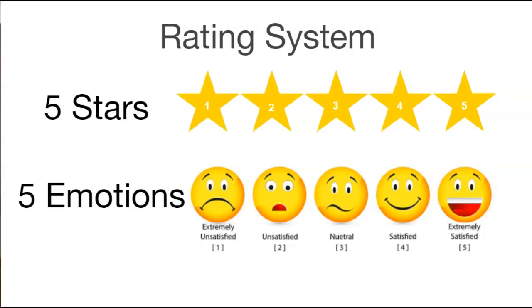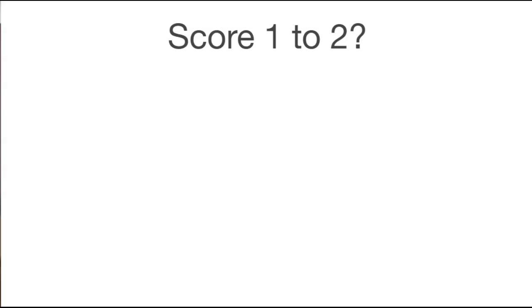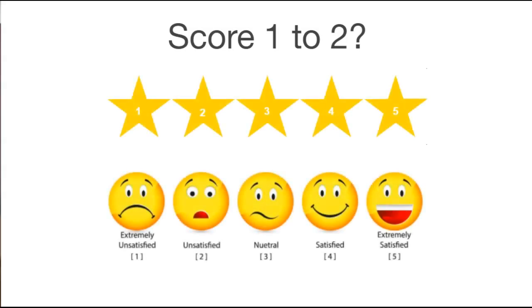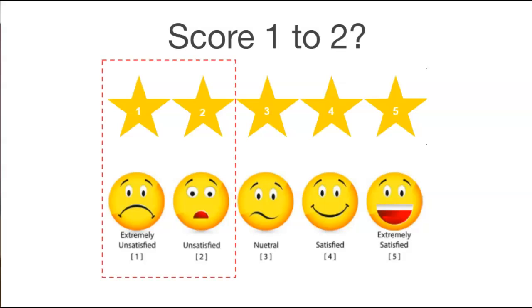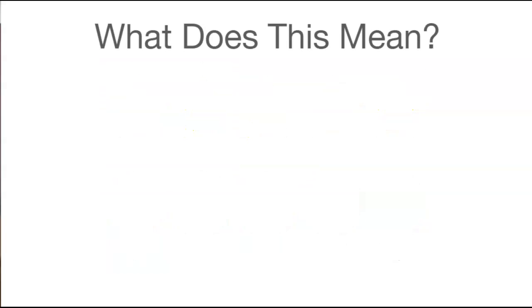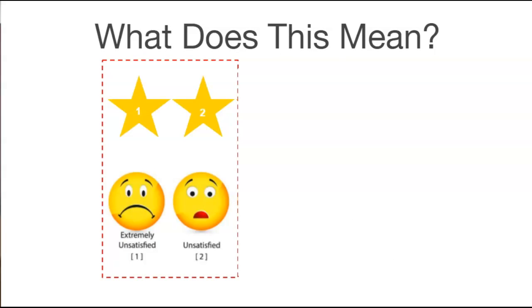Now these two systems run together, and you'll find out how they do that. So let's say you scored a 1 or 2, which is why you're watching this video. If you scored a 1 or 2, you'll find that you are in the first 2 categories of the emoticon scale. And what's the significance of that? What does this mean? Well, here's what that means.